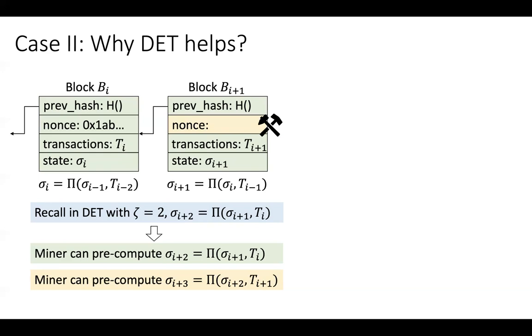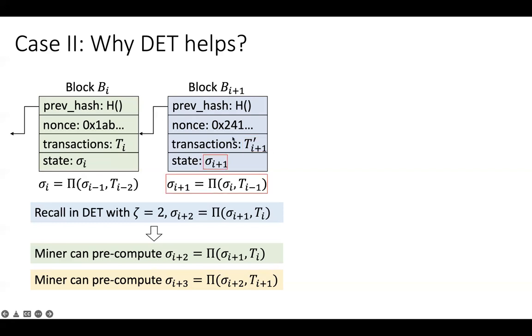We'll also look at case 2, where a different miner mined a block. Here, the miner is trying to solve the proof of work puzzle for block b i+1. But instead, a different miner solved it first and sends the block to our miner. The different miner includes a different set of transactions, t' i+1, which is different from the original set of transactions t i+1.